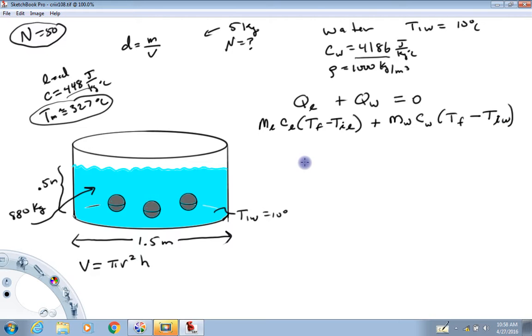And again, the no energy transfer across the boundary is what allows us to say this sums to zero, that there's no net change in energy for the system. And that's just an assumption, but it's a reasonable assumption for this problem.